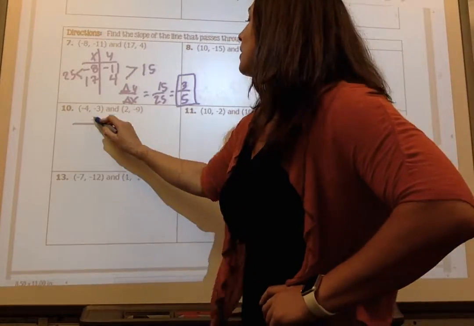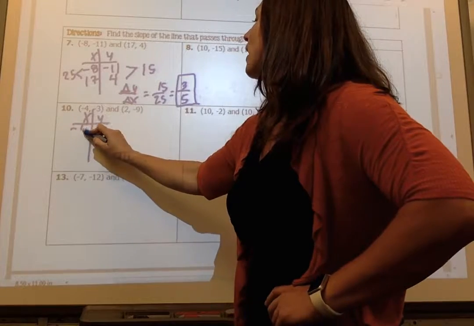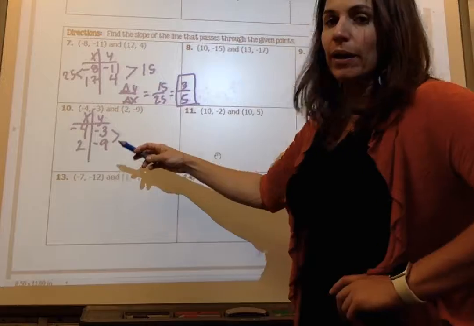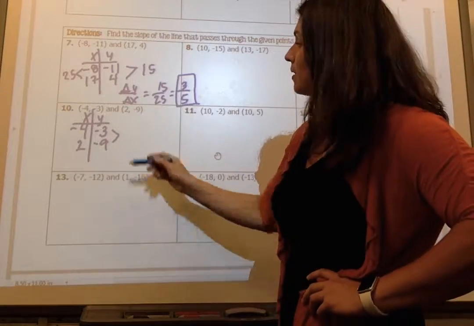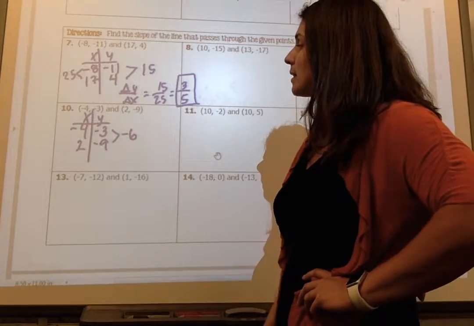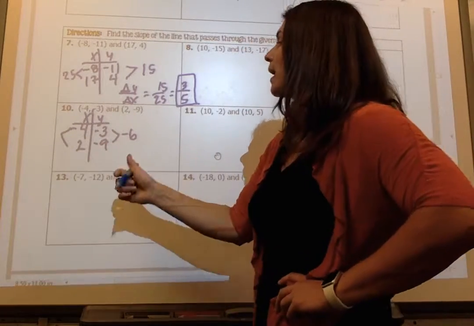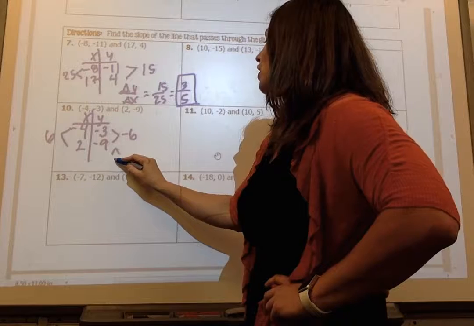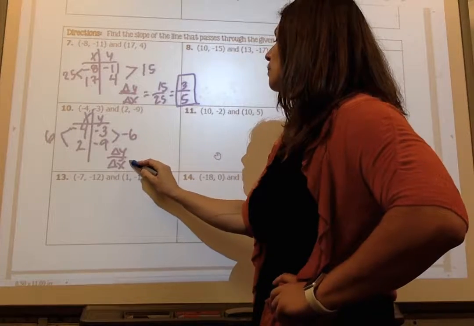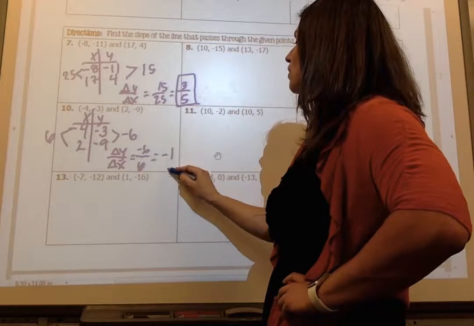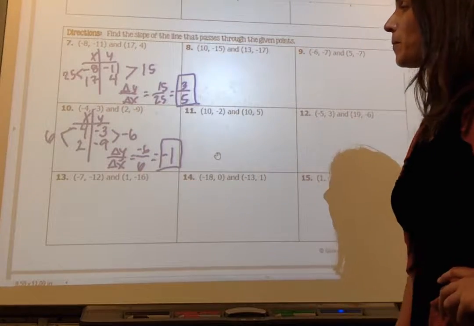So that's how I'm getting 3/5. Number 10, again, I'm going to set it up as a table of values. I get negative 4 and negative 3, 2 and negative 9. So how do I go from negative 3 to negative 9? I subtract 6. And how do I get from a negative 4 to a positive 2? I'm going to add 6. So change in y over change in x is my ratio, what slope stands for. I get negative 6 over 6, which reduces to negative 1. Okay?